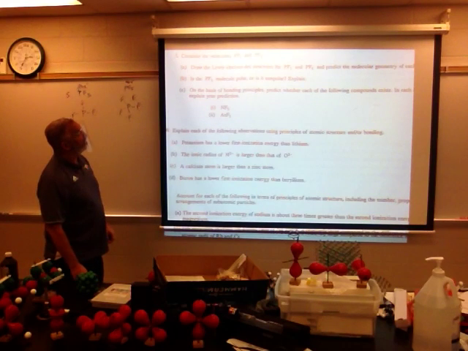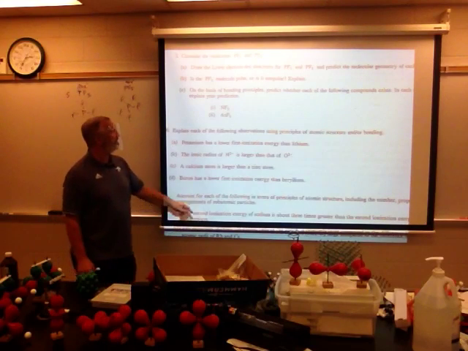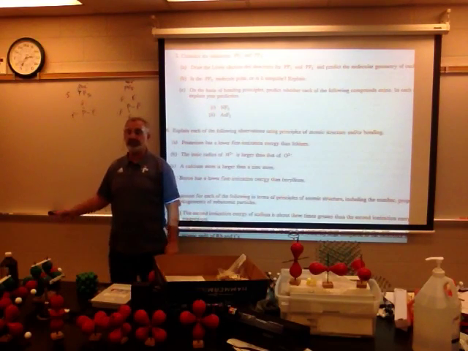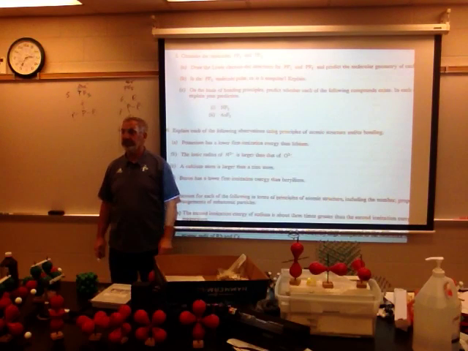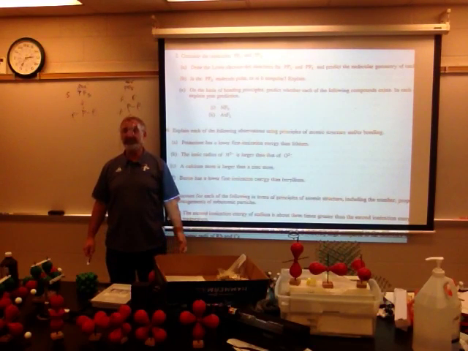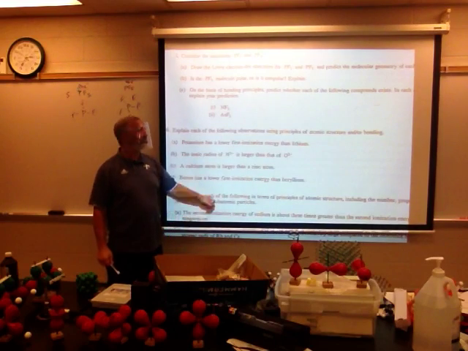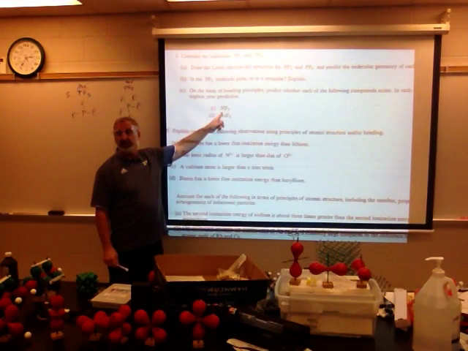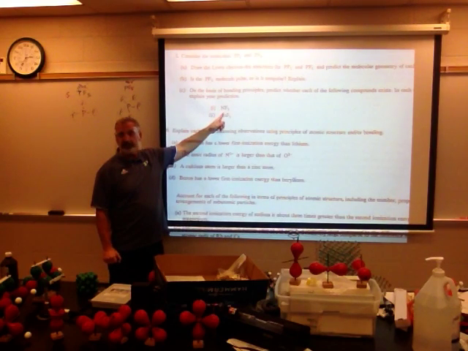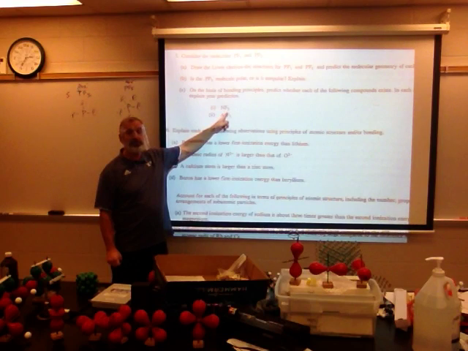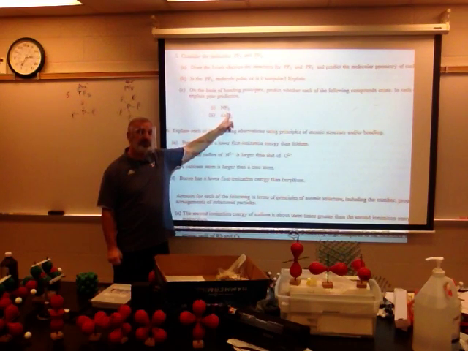Now, on the basis of bonding principles, predict whether each of the following would exist. Okay? Where are nitrogen and arsenic in relationship to phosphorus? Above and in the same family, right? So they should all bond the same way. Why can't NF5 exist? Because it would require an expanded octet. The nitrogen is too small to be able to accommodate more than 8 electrons.